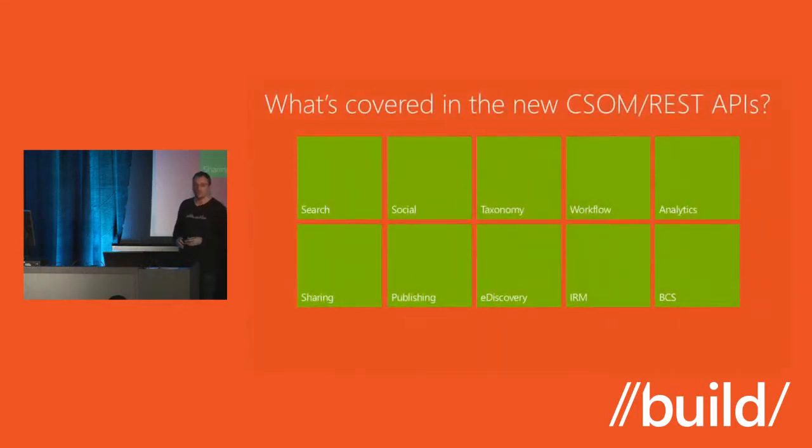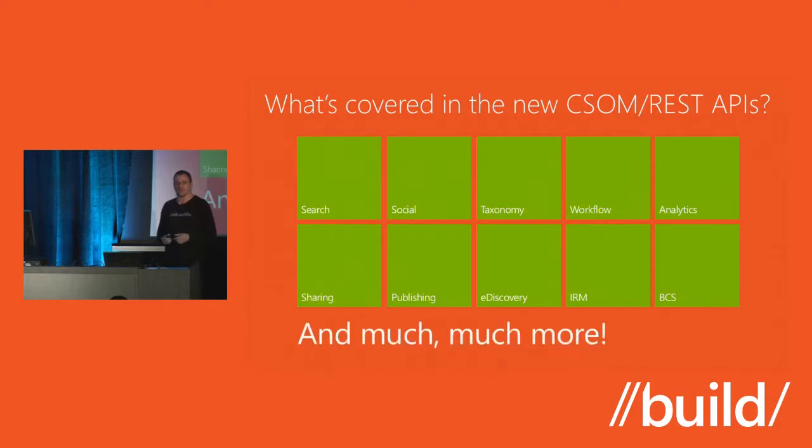So what's covered in the new CSOM REST APIs? Everything. Search, social, taxonomy, workflow, analytics, BCS, IRM, e-discovery, publishing, sharing, and just lots more. I mean, everything that was there is still there, and then we've added so much more to the CSOM REST APIs. And future versions are going to be adding more and more capabilities as well, because we definitely see this cloud app model as being one of the tool sets that's going to be used by a lot of individuals in the future.